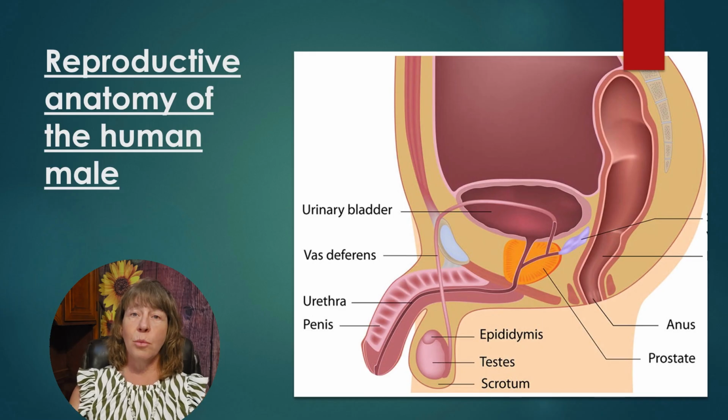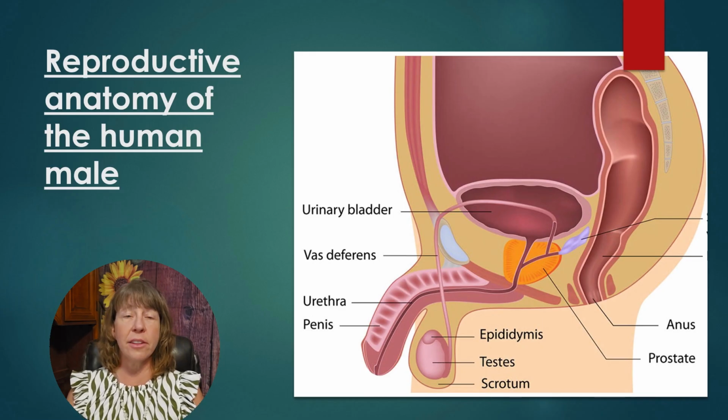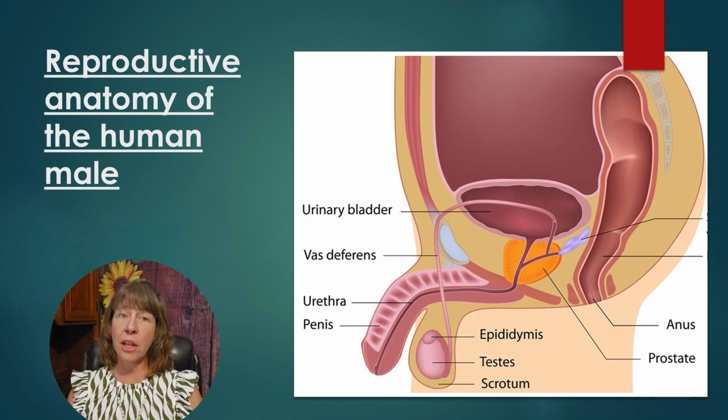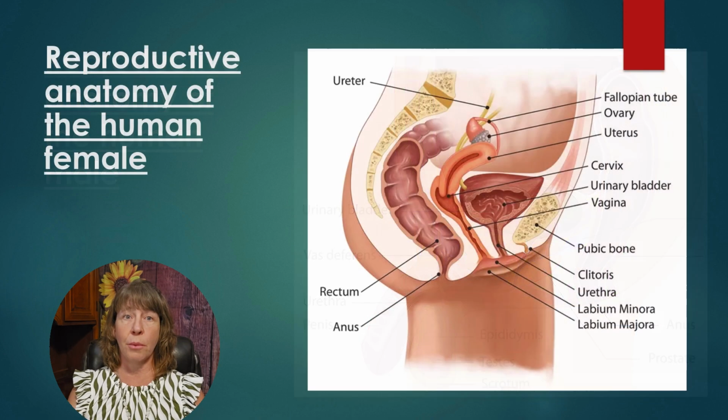The head also contains an enzyme necessary to penetrate the egg and then fertilize the egg. The neck, which contains mitochondria, provides the energy for the flagellum, which enables the movement. So the head, neck, and flagellum create the entire sperm.